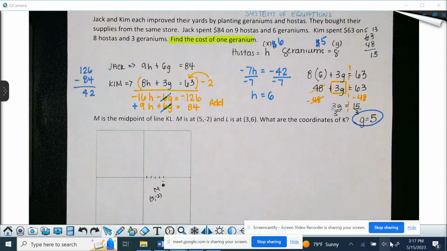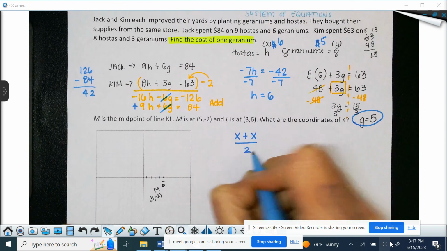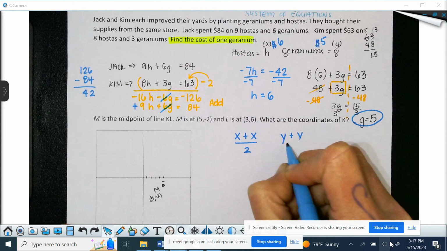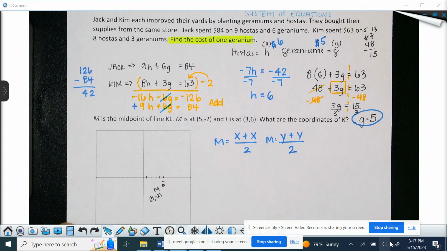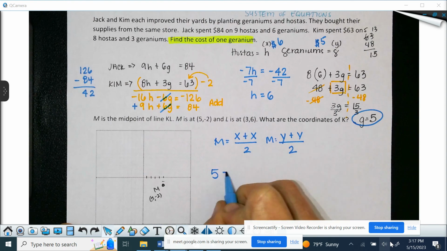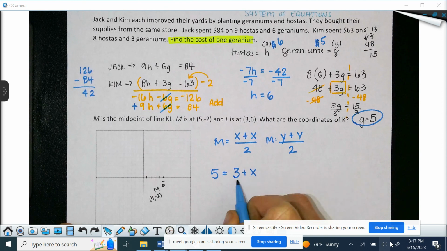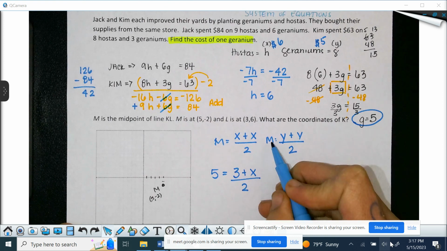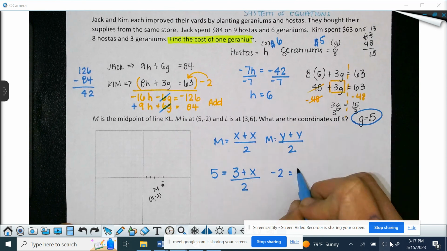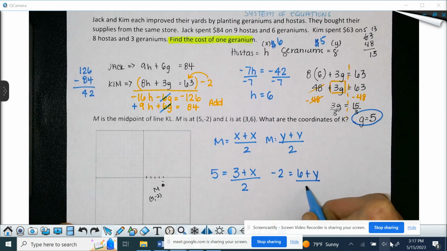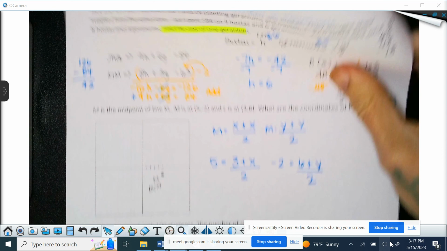Algebraically, just so you can see it, remember it's x plus x divided by 2, y plus y divided by 2 is my midpoint. My midpoint x is 5. I have another x for L, which is 3, and then my other endpoint is not there. My midpoint y is negative 2. My other y that's given is 6. The y of the other endpoint is missing. So divided by 2. This is a great practice. If you don't want to solve this way, that's fine, but we're going to practice solving two-step equations.